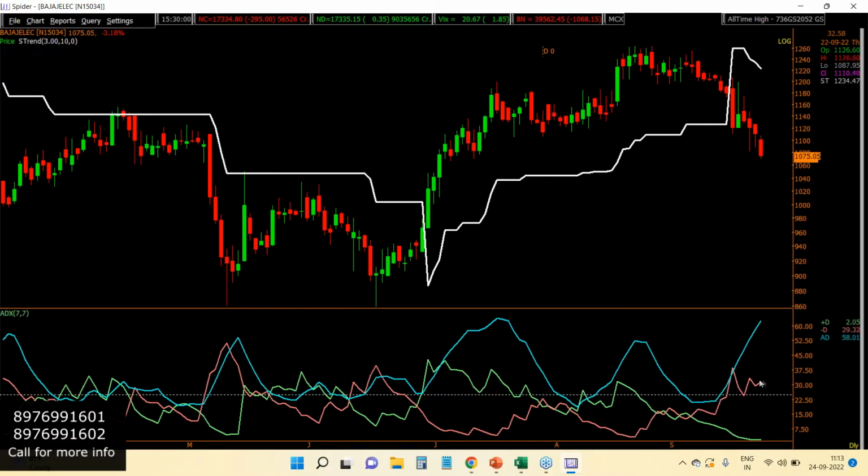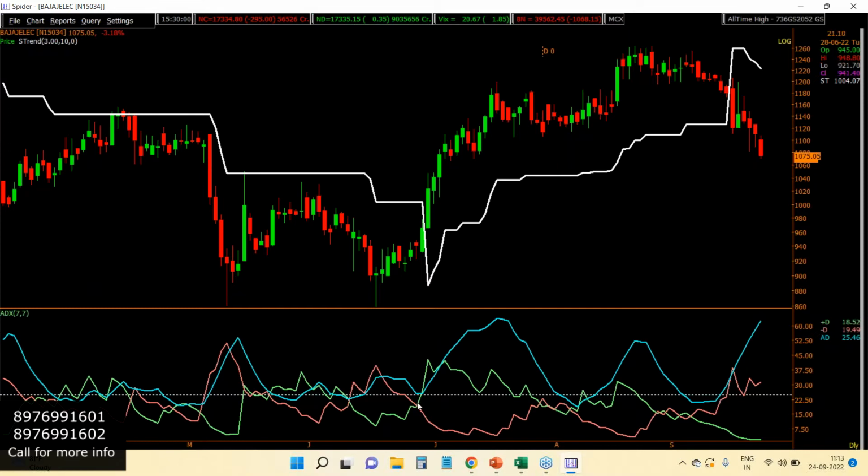So these are the few points that we will keep in our mind while taking trades using the ADX to find the momentum or strength of a particular trade. Similarly, in Bajaj Electric, if you can see here, from this point the ADX was above 25.